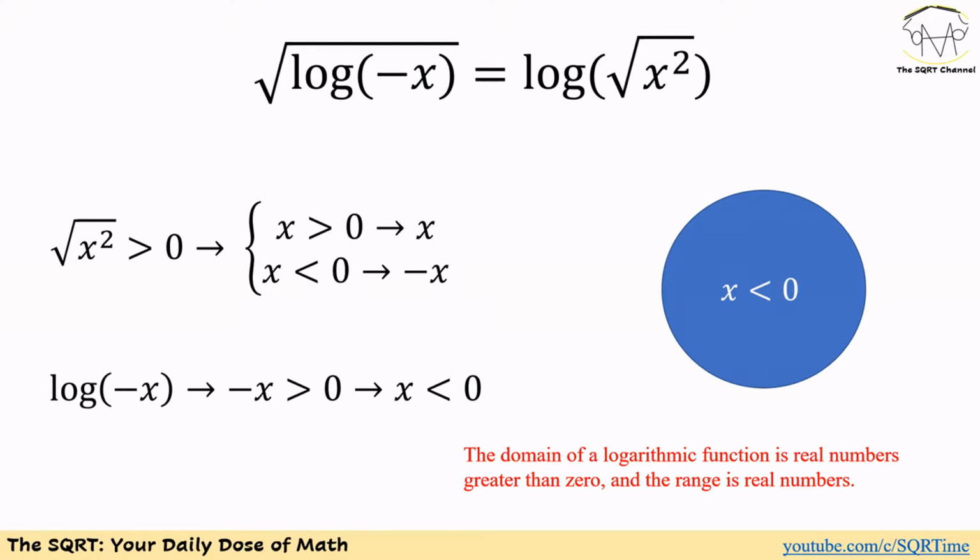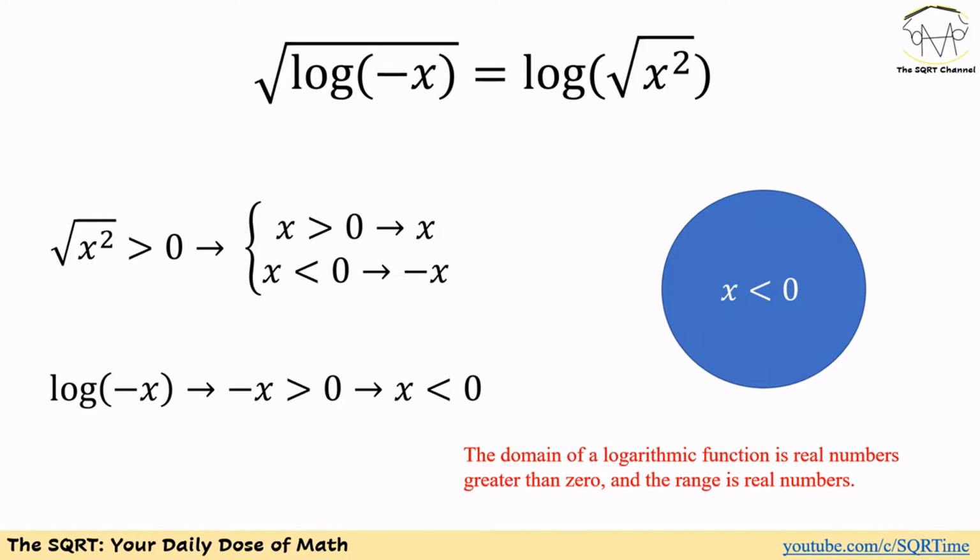If we are not careful, then we are going to just write the square root of x squared as x, but here we need to be careful. Since the domain of a log function is real numbers greater than 0, then the square root of x squared needs to be greater than 0. Now if x is greater than 0, then we can just write the square root of x squared as x. But if x is less than 0, then the square root of x squared is going to be negative x. That's part of the story.